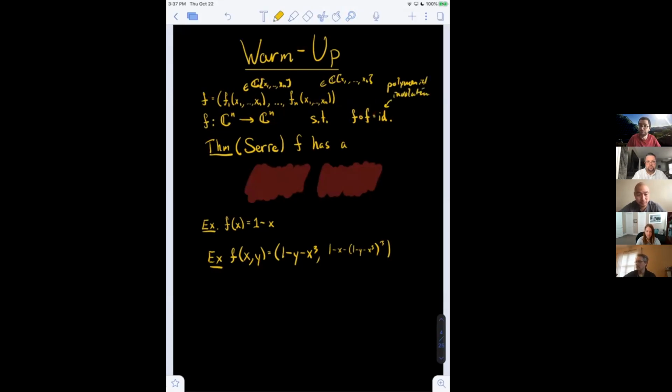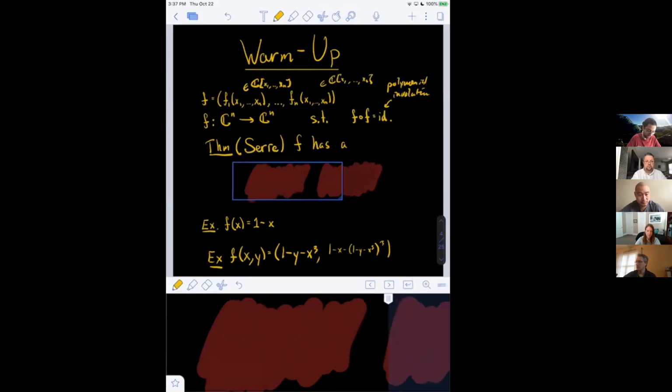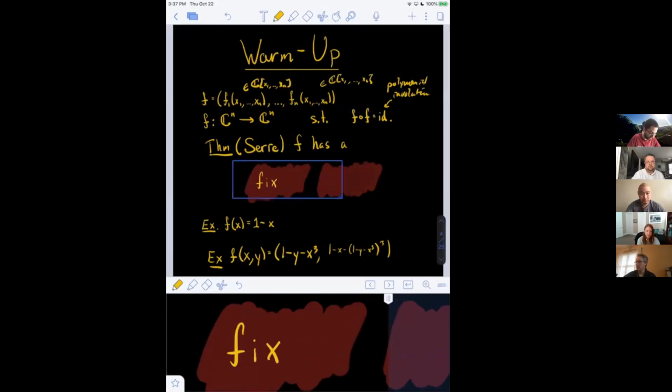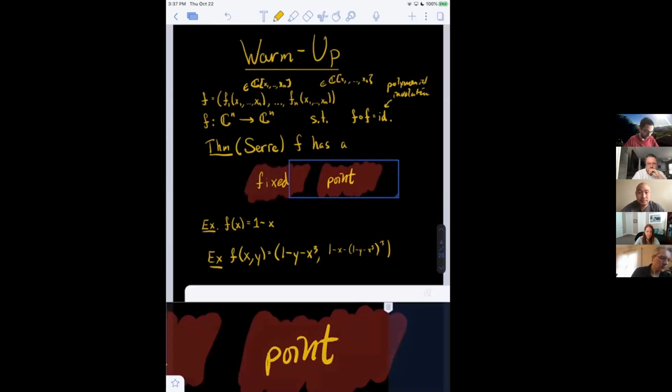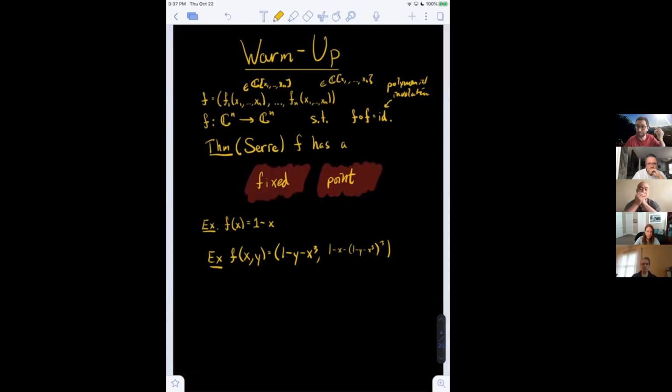Okay, and what did Serre prove? Serre proved that if you have a polynomial involution like this, it always has a fixed point. So I want to explain how to prove that. It's not at all obvious, I think. So maybe before proving it, let me give you a couple examples of polynomial involutions.